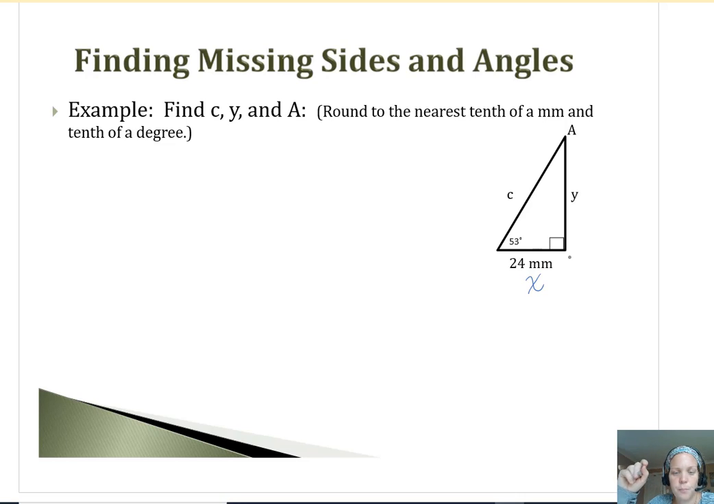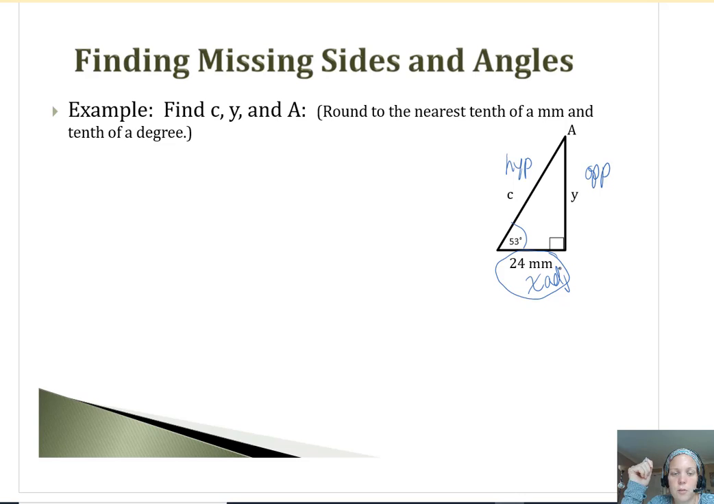So in this one, I'm given angle 53. If I want to start off using that, I can. So I would definitely need to use 24. Let me do my labeling: hypotenuse, opposite, adjacent. I definitely need to use my adjacent. Now the difference here from what we've done before is everything's unknown. So I could pick: do I want to find my opposite side, my hypotenuse, my angle?